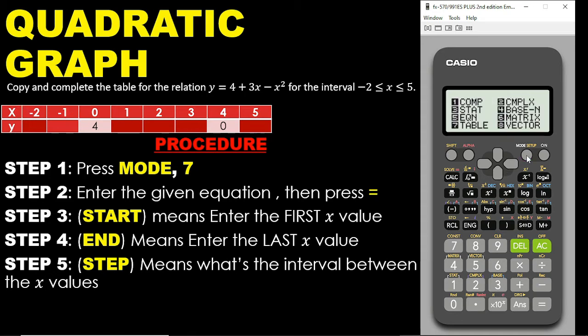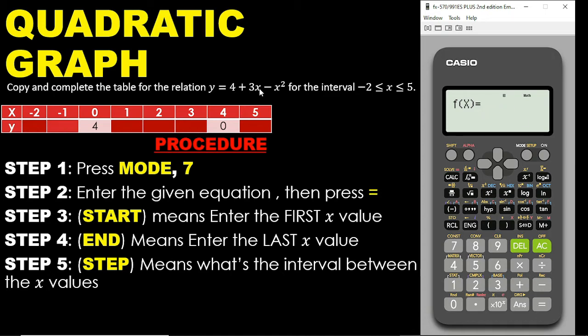So you press the mode and then you select option 7, that is table function. So option 7. What we have here, f of x is equal to, it means the equation that was given to you is y is equal to what? So the calculator, what we have here, f of x is the same as the y here, and then the equal sign has been provided. So we are now going to enter this equation on the calculator, and the calculator has given us f of x, which is the same as y. So what we have here is the same as y is equal to.